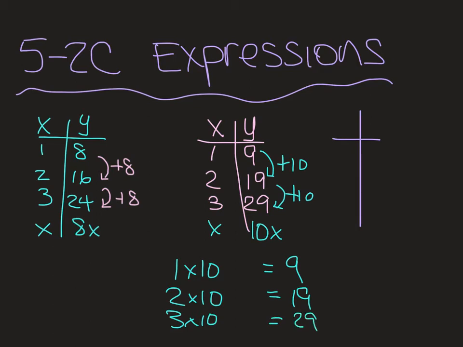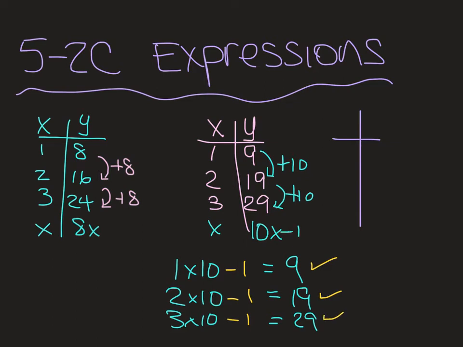Have you figured it out yet? I subtract 1. 1 times 10 is 10, minus 1, check, it's a 9. 2 times 10 is 20, but 20 minus 1, check, that's 19. 30 minus 1 is, check, what I wanted.